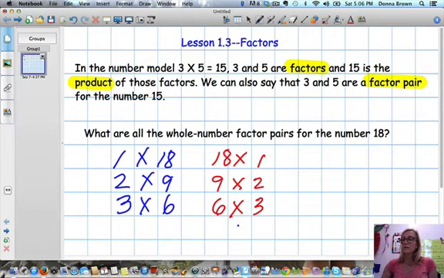So if you were to list all of the factors of 18 in order from least to greatest, we would start with 1, 2, 3, 6, 9, and 18. These are all of the factors of 18.